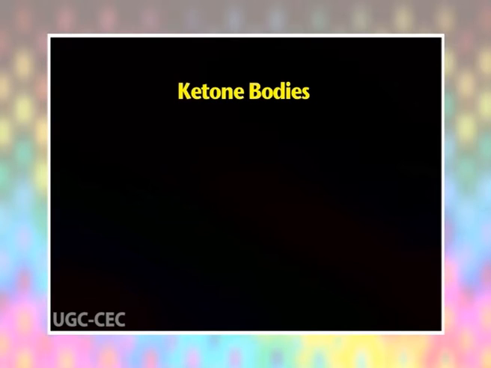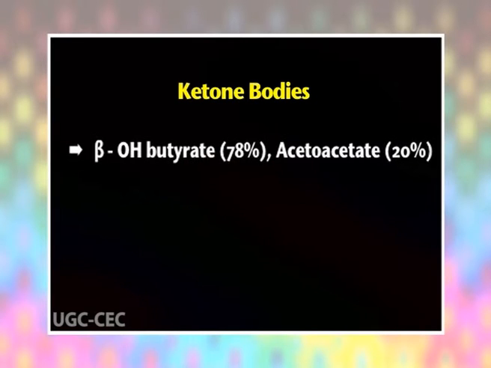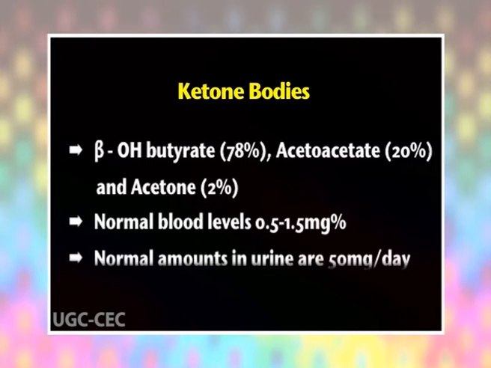Third, ketone bodies. Ketone bodies are beta hydroxybutyrate 78%, acetoacetate 20% and acetone 2%. Normal blood levels 0.5 to 1.5 mg%. Normal amounts in urine are 50 mg per day. Ketonuria is seen in diabetic ketoacidosis, starvation, severe vomiting, glycogen storage disorders, high-fat diet.